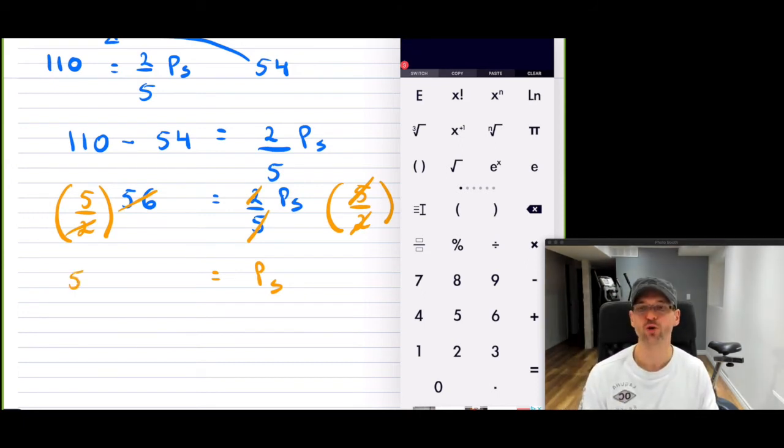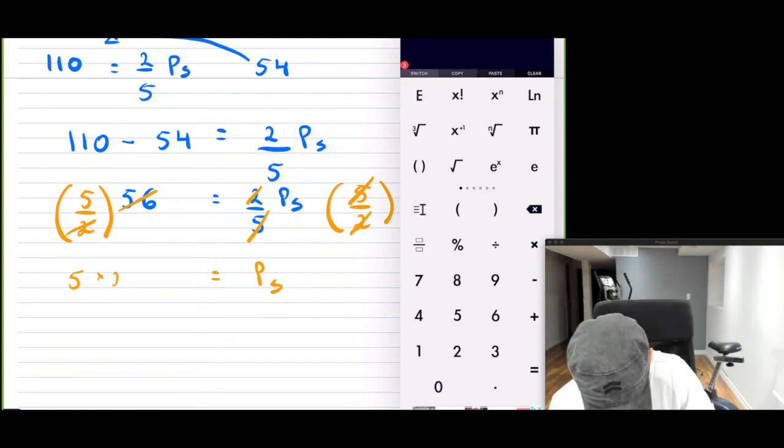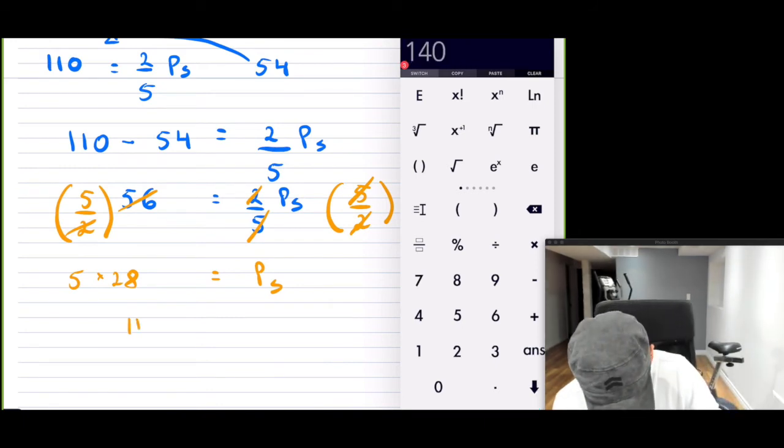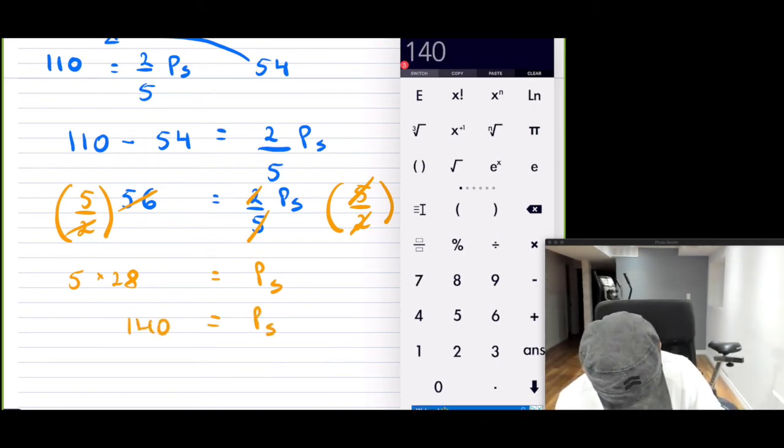So 2 goes into 56. You can do that, or you can punch it back into the calculator. So that's going to be 28, I guess. So this is times 28. You can, of course, just check it for yourself if you want. All right, now we have that 28 times 5, and that's going to be 140, and that is PS.